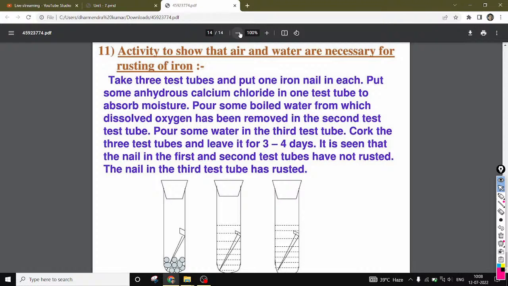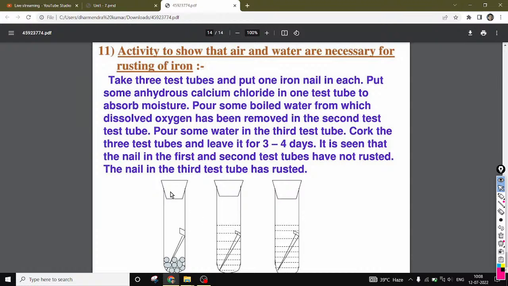Rusting. So rusting means pure iron is getting converted into iron oxide, right? That iron oxide is nothing but rust, right? And this rust can decrease the life of your pure metal, or it can destroy the metals, right? So here you can see this reaction or this activity.